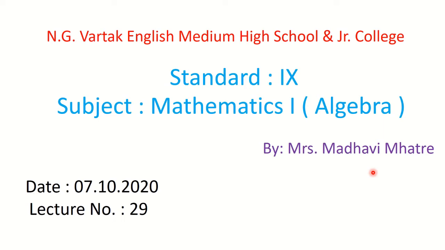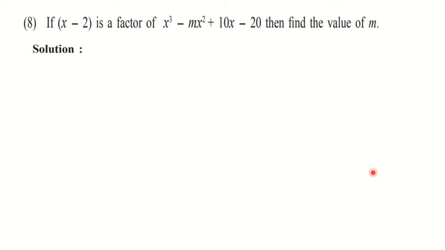We are solving practice set 3.5 from chapter 3, Polynomials. We have completed up to question number 7. Now let us move towards question number 8. I am reading the question. If x minus 2 is a factor of x cube minus mx square plus 10x minus 20, then find the value of m. Here this is the given polynomial and this is the divisor. It is told that the divisor is a factor of the polynomial, or dividend.